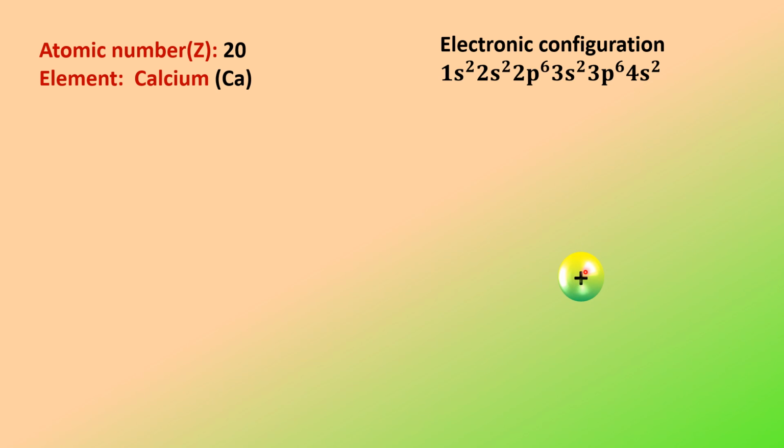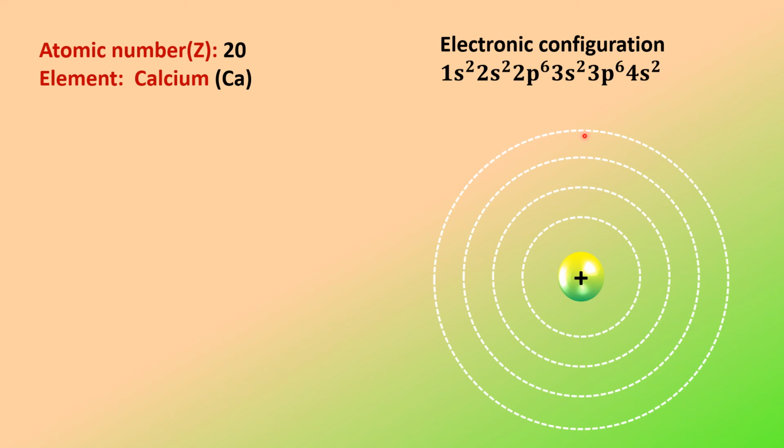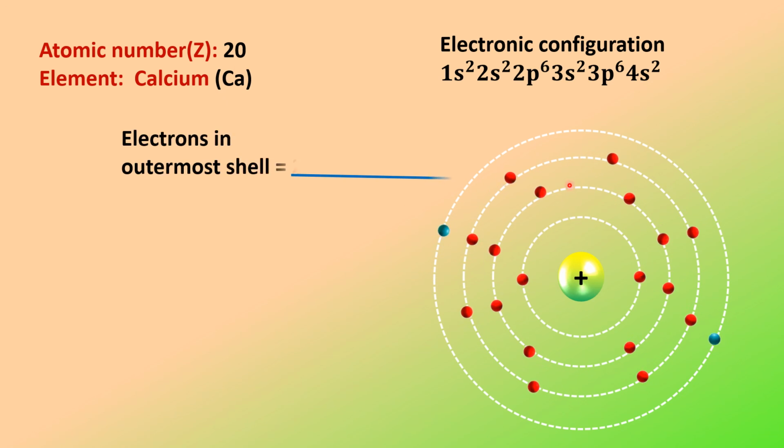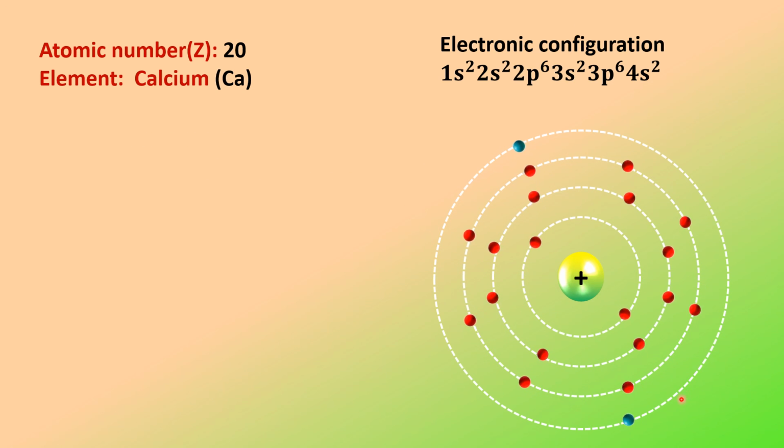This is the calcium nucleus, with 4 shells, 1, 2, 3 and 4. The first shell, it is having 2 electrons. Second shell, it has 8 electrons. Third shell is also having the same 8 electrons. And in the fourth shell, you'll see 2 electrons. The number of electrons in the outermost shell for calcium is 2.